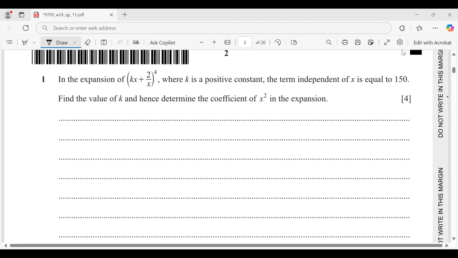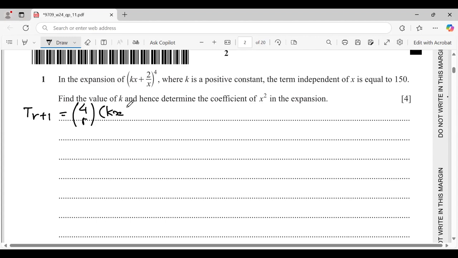Right. The general term in the expansion, based on this information, I would like to write as T(r+1) equals the combination 4 choose r, times (kx) to the power 4 minus r, times (2/x) to the power r.